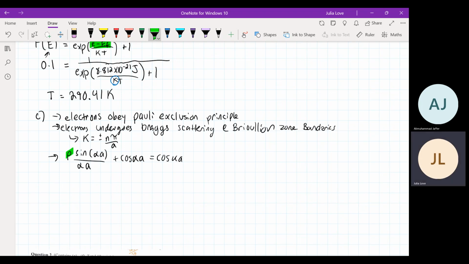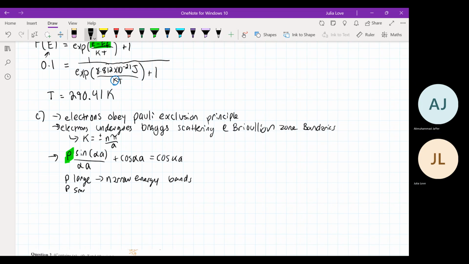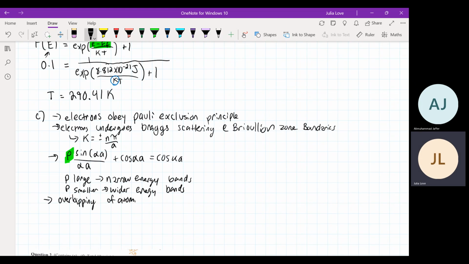And notably here, this p-value. When this p-value is large, there are more narrow energy bands. And when it's smaller, we have wider energy bands. Another thing to mention is the overlapping of the atomic orbitals that give rise to the energy bands.